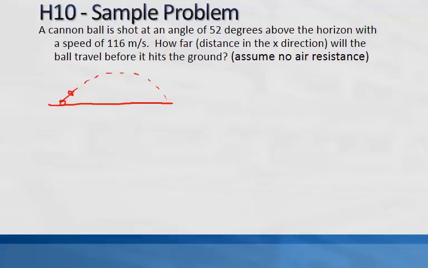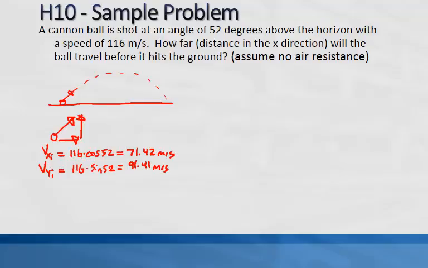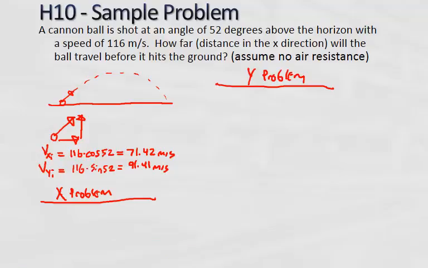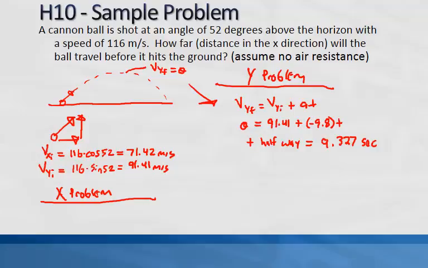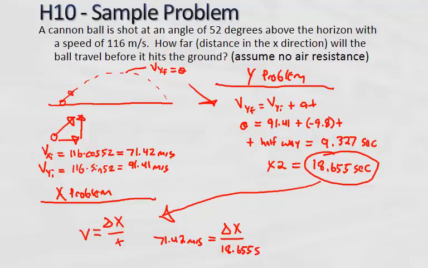Okay, so the first thing you should have done is figure out the x velocity and the y velocity. The initial x velocity is 71.42. The initial y velocity is 91.41. And we know the final y velocity at the top is 0. We can find time halfway, 9.327. Time the full way, 18.655. And therefore, how far is it going to go? 1,332.34 meters will be how far it goes.